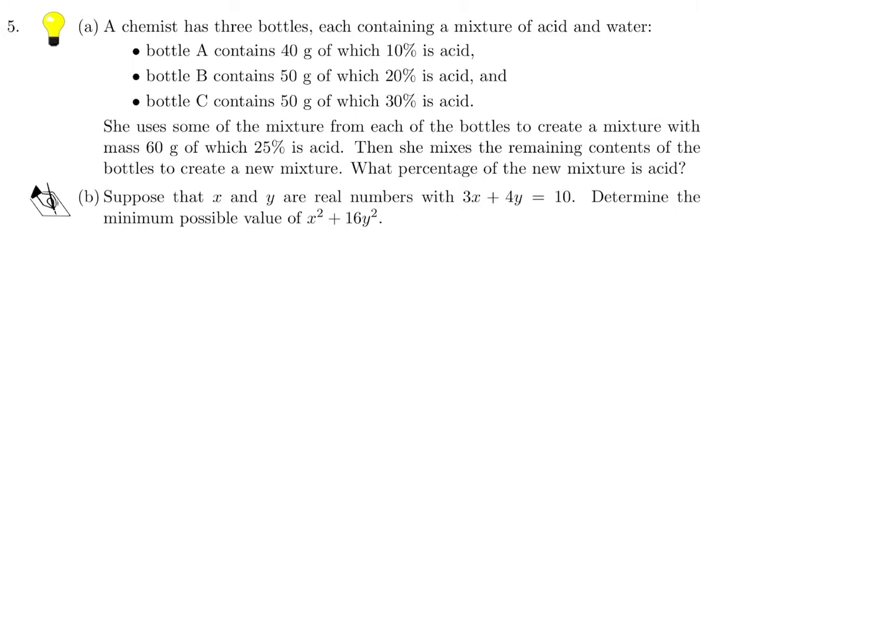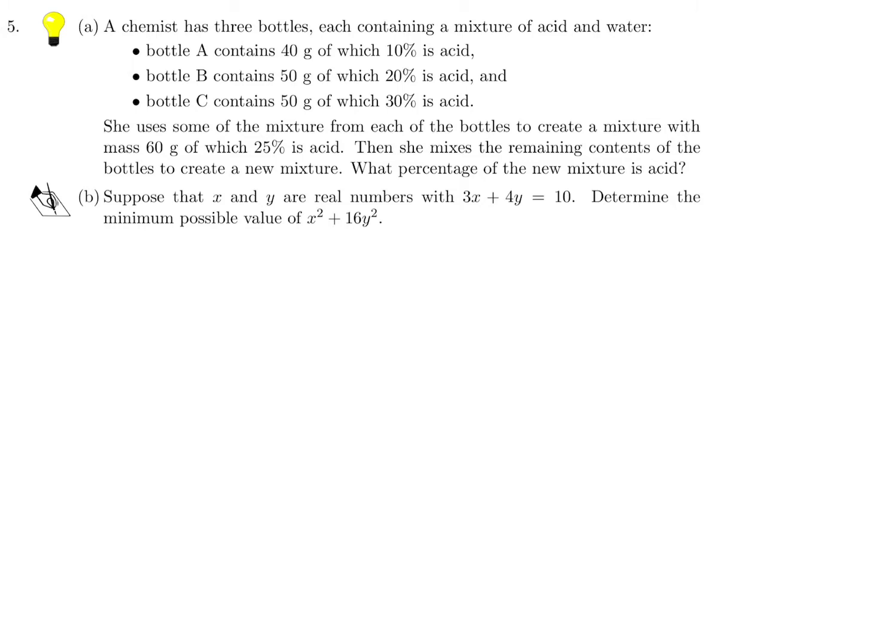She uses some of the mixture from each of the bottles to create a mixture with a mass of 60 grams, of which 25% is acid. Then she mixes the remaining contents of the bottles to create a new mixture. What percentage of the new mixture is acid?